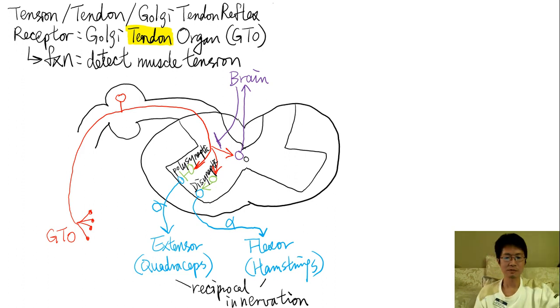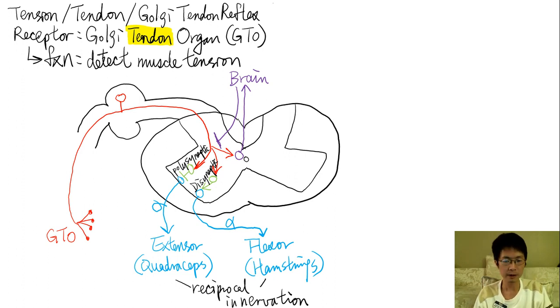So again, you need to have one muscle relaxed, the extensor quadriceps relaxed, and the flexor hamstring has to contract. Otherwise, you have co-contraction or co-relaxation. That means nothing, you don't see any movement.